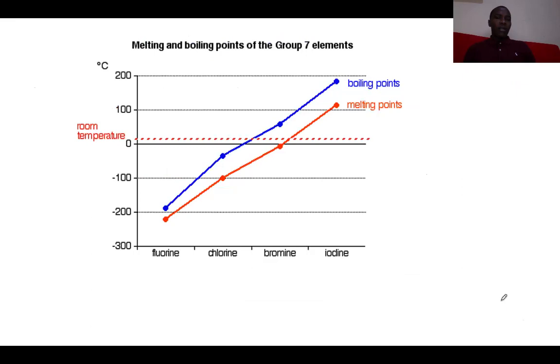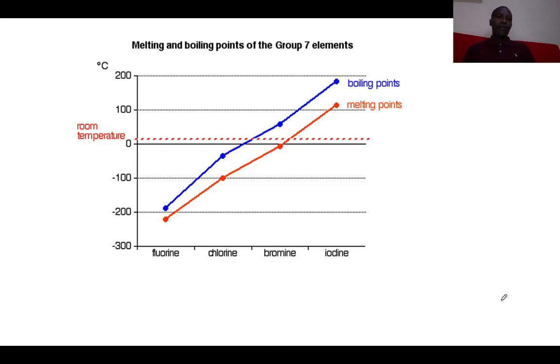Now, someone may ask, what did you base on? We know very well fluorine. Its molecular mass is lower than the one for chlorine, and even chlorine has a lower molecular mass than bromine, and even bromine has a lower molecular mass than iodine. So it means that the one which is having the highest molecular mass, that is to say iodine, will have higher boiling points and melting points.